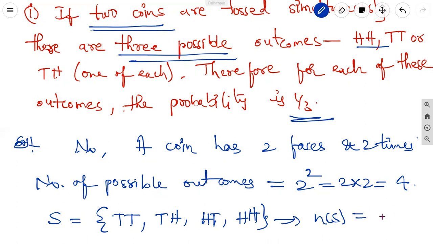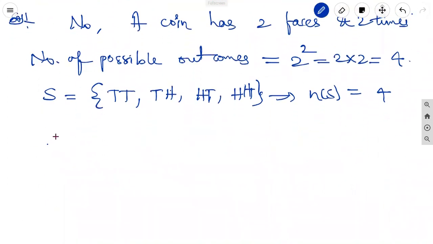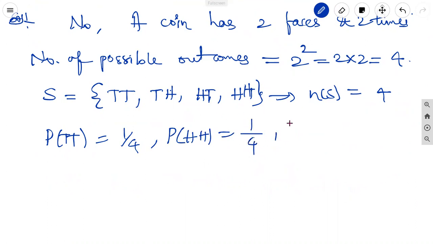From this, number of outcomes how many? 4. Here, each and every outcome is, here we are taking the probability of 2 tails. How many are there in that sample space? 1 by 4. Probability of 2 heads. How many are there in the sample space? 1. Total 4. Probability of 1 head and 1 tail. Either tail and head and tail. 1 head, 1 tail. Probability is 2 by 4. That is equal to 1 by 2. Okay.